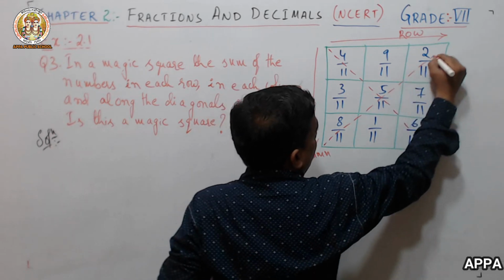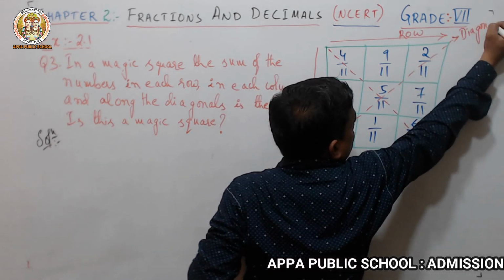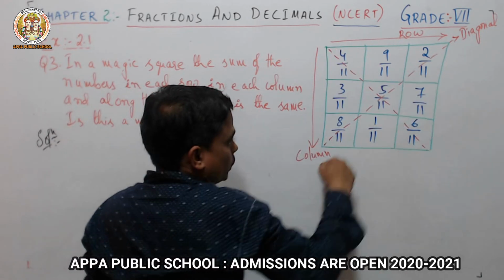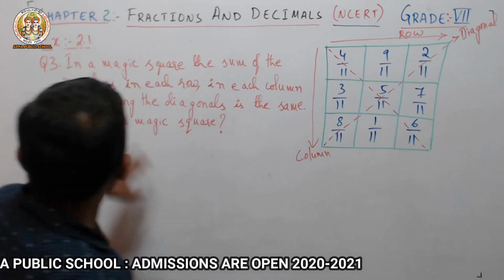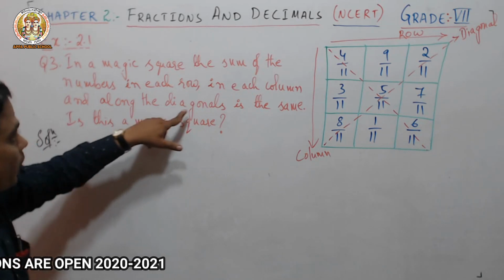This also, I'll take it as diagonal. These are the diagonals. Diagonals are crossed ones. So what you have to do? What he is saying is, in a magic square, the sum of numbers in each row, in each column, and along the diagonals is the same.